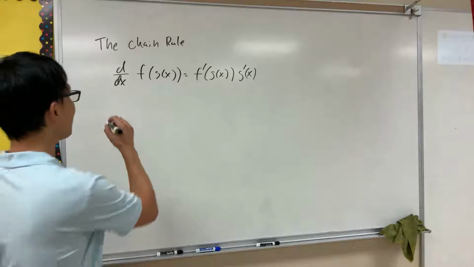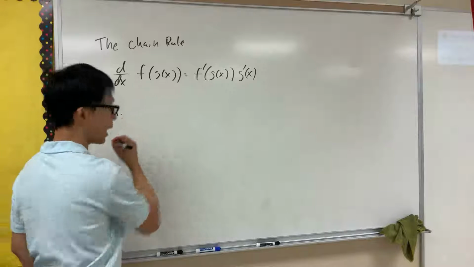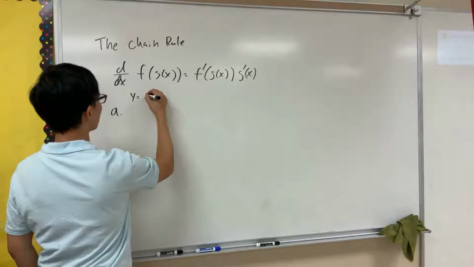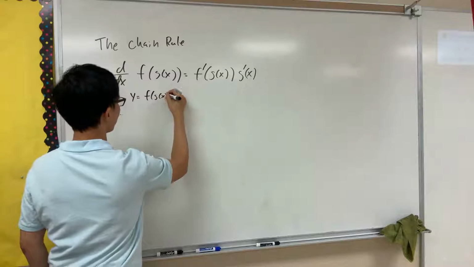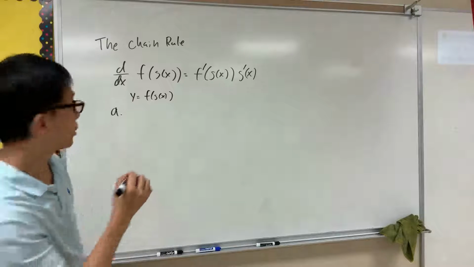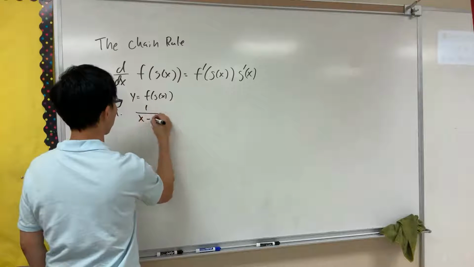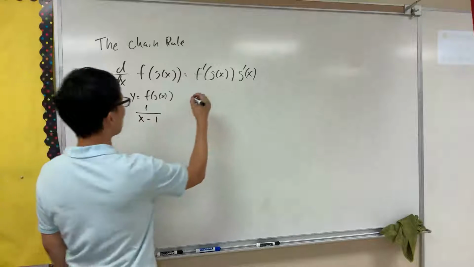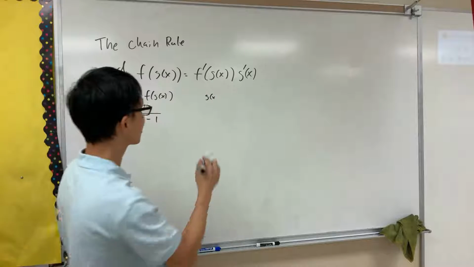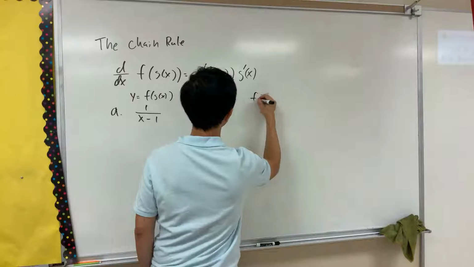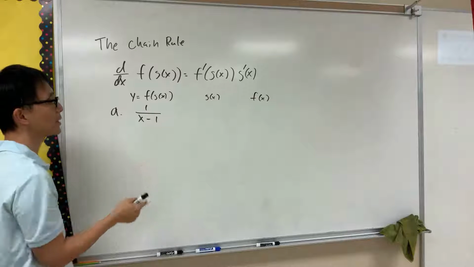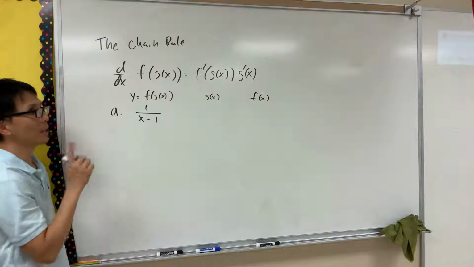So if I have this function, y equal to f of g of x, and the function is 1 over x minus 1, this is my function. What will be the g of x, and what will be the f of x? If my composite function is f of g of x, what is my g of x and what is my f of x?